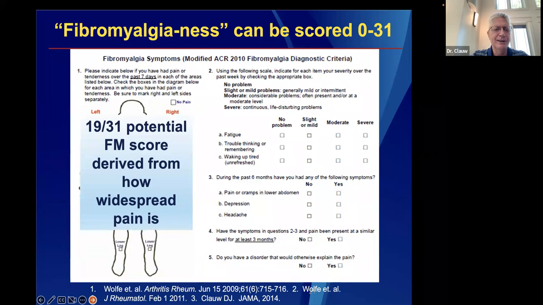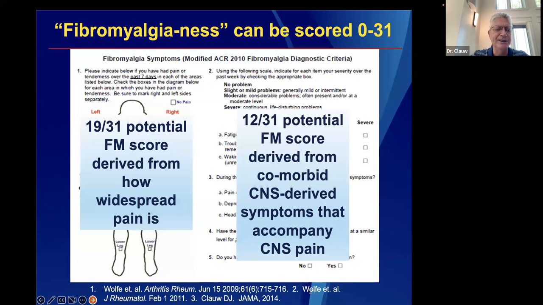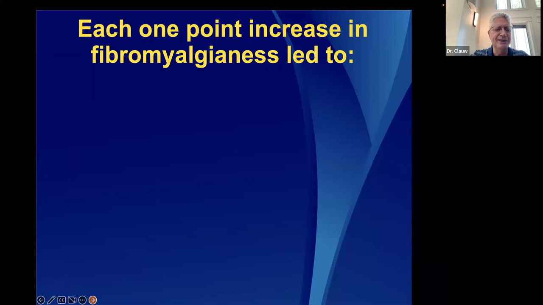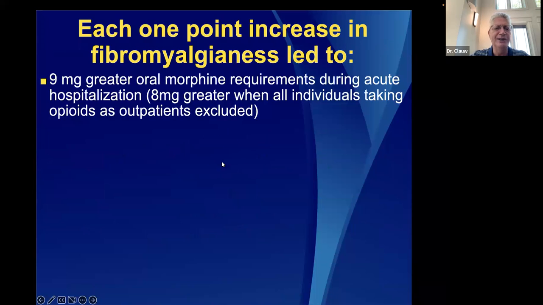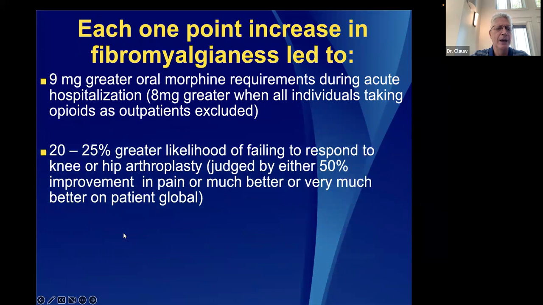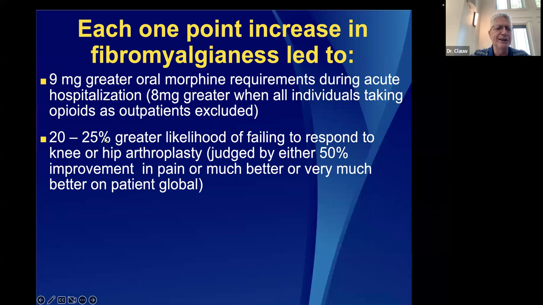Again, this is how it's scored. You get 19 points for how widespread the pain is and 12 points for the symptoms on the right. But what we found in these studies was each 1 point increase in the fibromyalgia measure in these people getting knee or hip replacement surgery led to about 1 more hydrocodone needed to treat their pain in the first 24 to 48 hours while they were still an inpatient. So I'm just talking now about the opioids that were needed in the immediate inpatient stay right after their surgery. Each 1 point increase in that fibromyalgia measure made them 25% less likely to respond to that surgery.